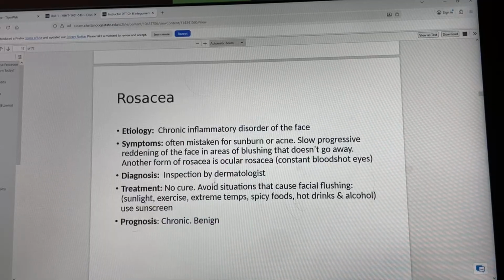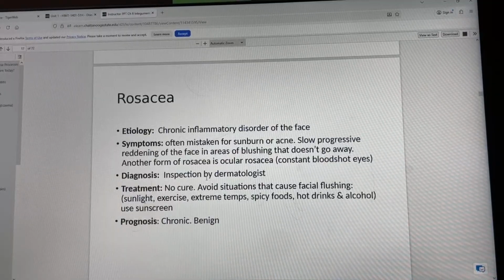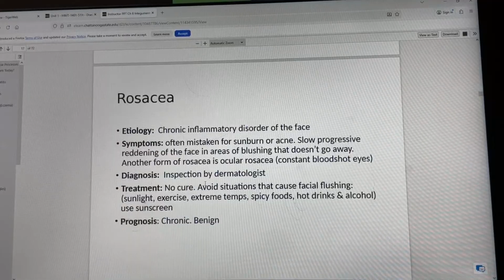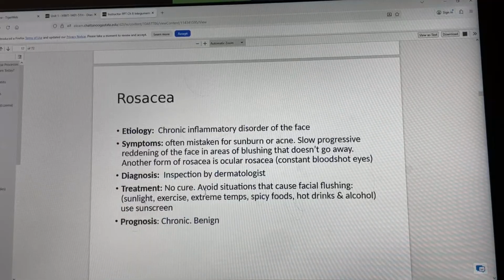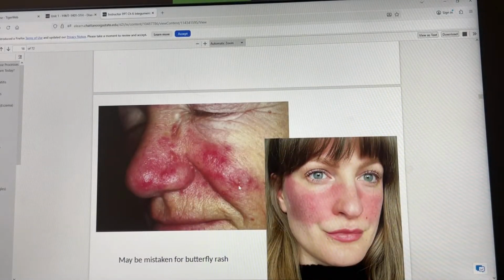Another subset of rosacea is that people can get what's called ocular rosacea. What is ocular? Your eyes. So they can get really bloodshot eyes. I don't know if I have a picture of that one, but here's kind of what rosacea looks like. You can see why people might think that's acne. Kind of looks like that cystic acne that sometimes people get. It also could look like maybe a sunburn.